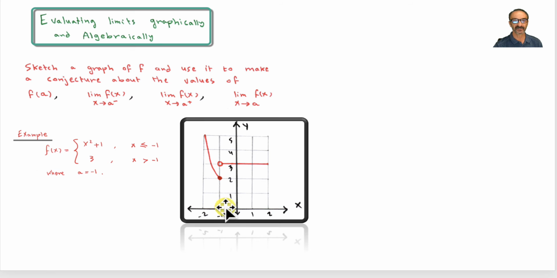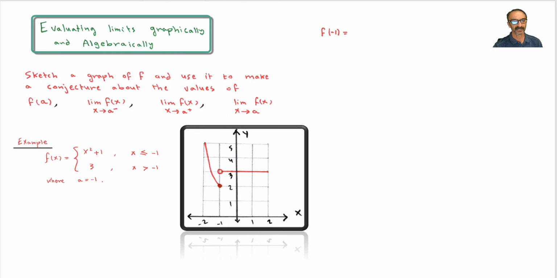We are concerned about -1, and the value at -1 will be 2. From the left it will be 2. From the right it will be walking up higher to 3. So the limit, as you could see on the graph, does not exist. But when I say algebraically, what do I mean by this? Let's take a look. Here's f of -1. As I said, f of -1 is 2.